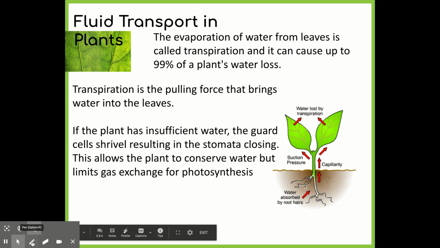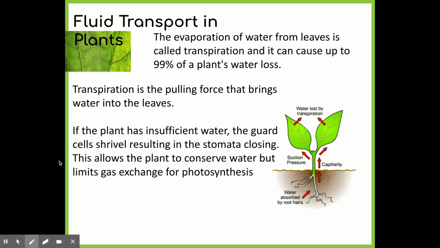Okay. I'm going to dip just a little into fluid transport depending on how you kind of see this one, but water loss, as some people think of it as a fluid, but it is a vapor, is done in plants through a process called transpiration. And it can actually cause the plant to lose 99% of its water. That's its main job. The transpiration is the actual pulling force that brings the water into the leaves. So water is leaving the leaves.